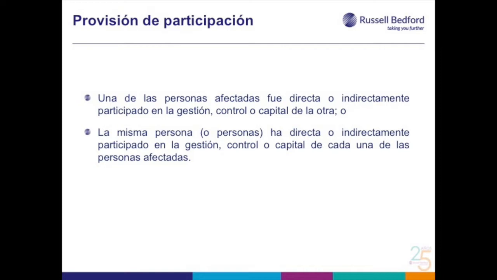This is the underlying connection between the parties which would establish that transfer pricing needs to be considered. The legislation states that the participation provision condition is met where one of the affected persons was directly or indirectly participating in the management, control, or capital of the other, or the same person was directly or indirectly participating in the management, control, or capital of each of the affected persons. So you've either got one person controlling the other, or you have got them effectively both being controlled by someone else.